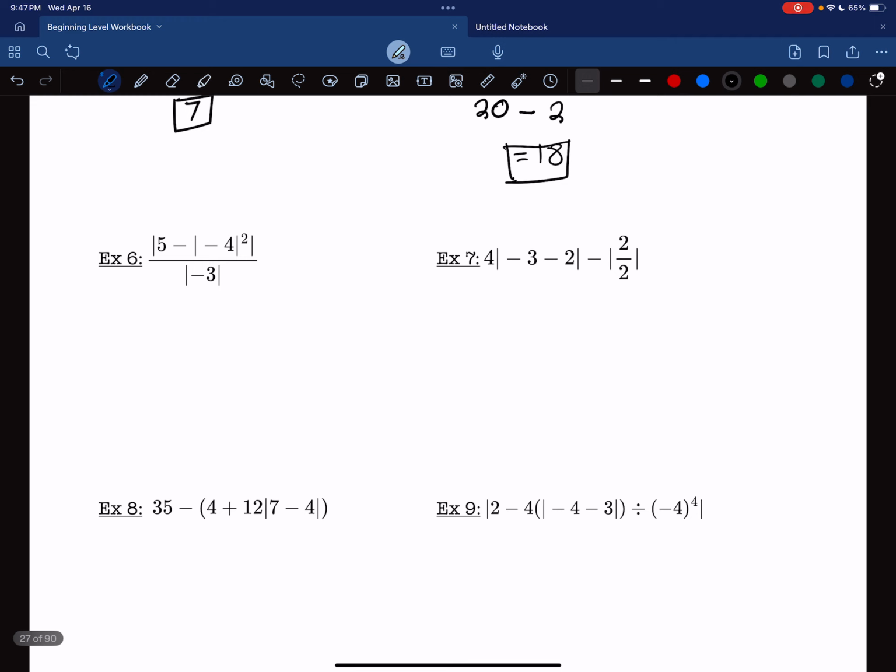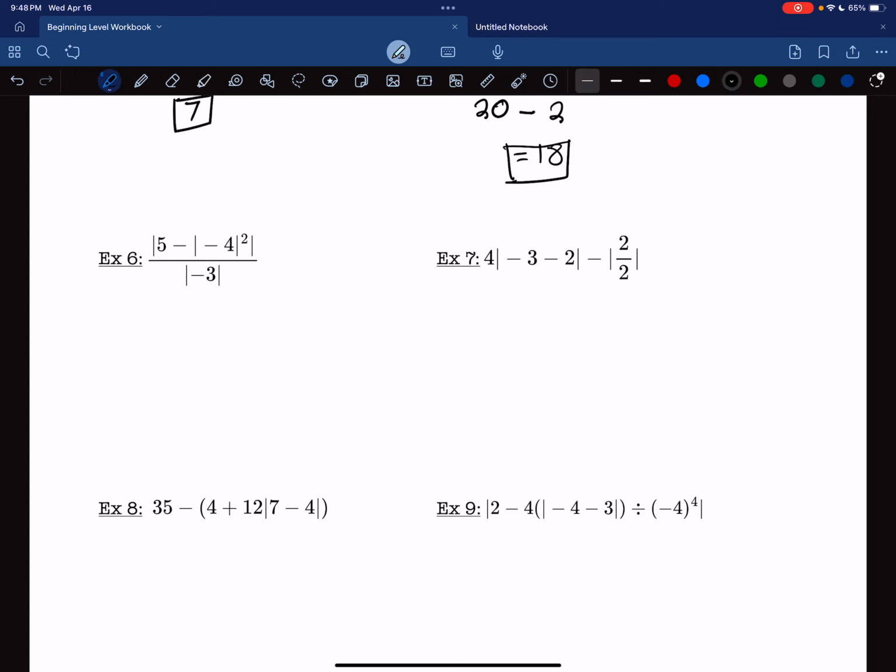Looking at example 6, we have an absolute value within an absolute value, but don't let that stress you out. Because remember, we are just treating this absolute value like parentheses. But in this case, we don't have any operations within it. So what it's asking us to do first is find the absolute value of negative 4. And then once we find the absolute value, then we can square this 4.